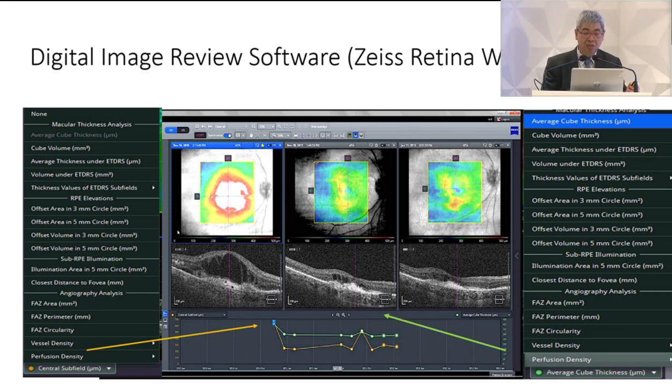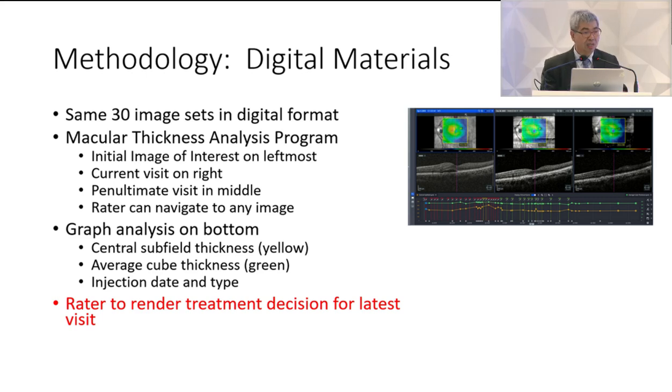For the digital image, we used the ZEISS Retina Workplace software. In this software, the reviewers looked at the same 30 image sets. In this system, you can see on top the macular thickness map. In the middle, you can see the B scans. And on the bottom, there's a graph that shows the central retinal thickness, the average cube thickness, the injection date, and the type of medicine that was given. And on the last visit, the doctor would have to make a treatment decision.